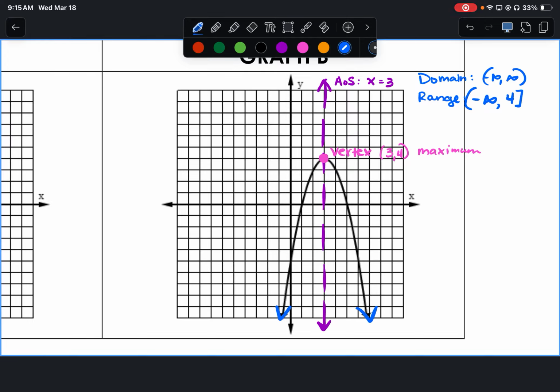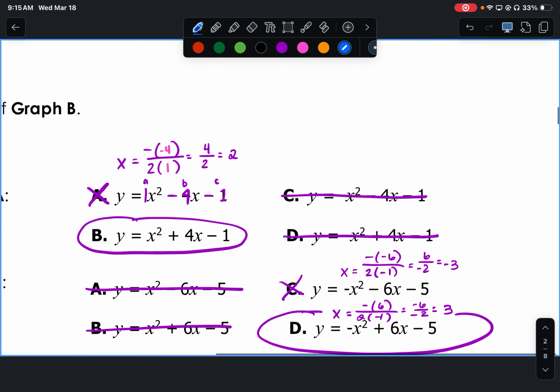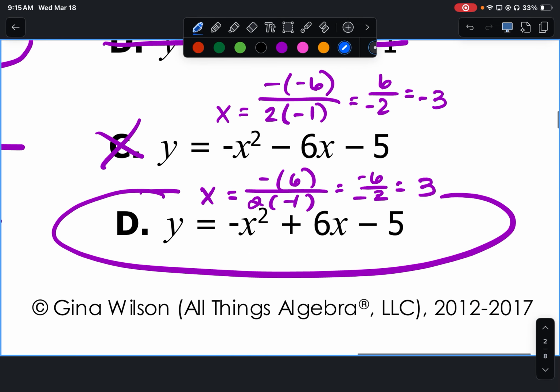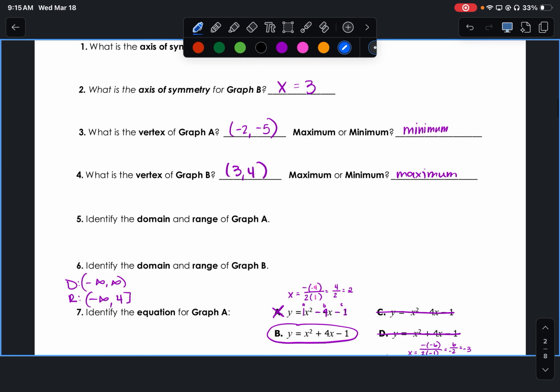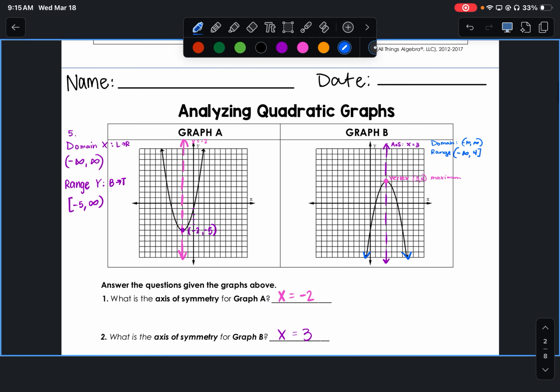Now, does this graph open up or down? Down. So that means our a term needs to be negative. So that automatically counts out options A and B. So what is the correct answer for the equation for number 8? D. Which we can find by checking the axis of symmetry. If we look at C, the axis of symmetry is -3, whereas if we look at D, the axis of symmetry is +3, which is correct. So that is what we should have done for this part here.